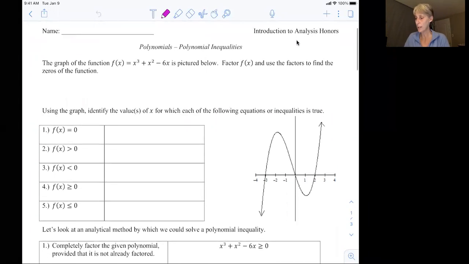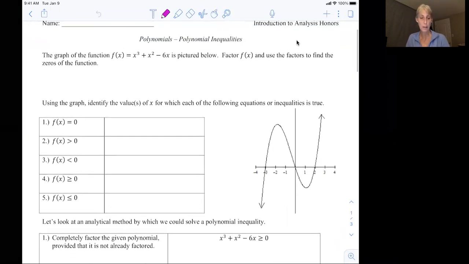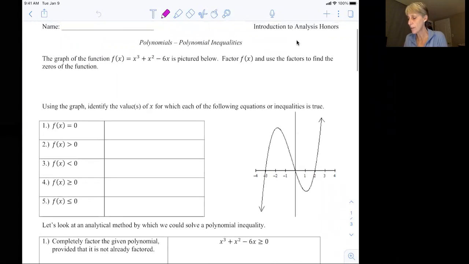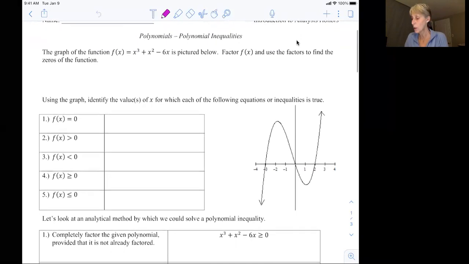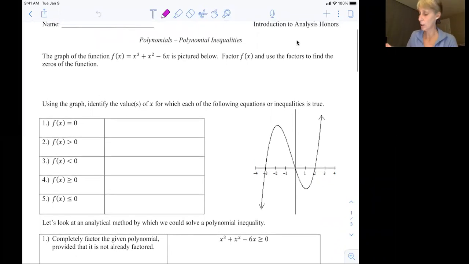So this is the last lesson of our unit, and I hope you guys are starting to make sense of things here. Let's say we have the graph of the function f of x equals x cubed plus x squared minus 6x, which is pictured below. We want to factor f of x and use the factors to find the zeros of the function. Today I'm going to try to connect some of the things we've been talking about over the past couple of days.